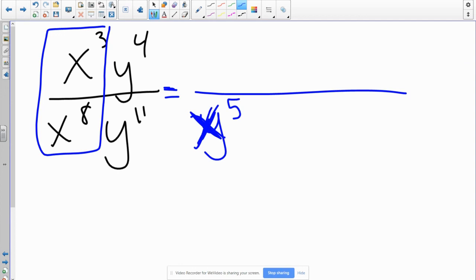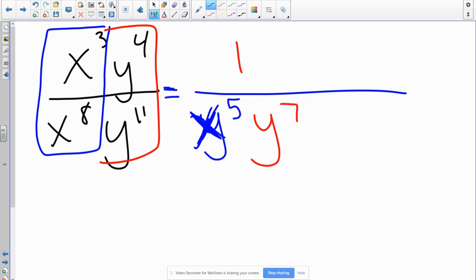Okay, we'll deal with the y's now. We have 4 y's on the top, 11 y's on the bottom. Pair up my y's, which means I have 7 on the bottom left. And I have a bunch of 1's on the top because those pairings turn into 1. So that would be my final answer.